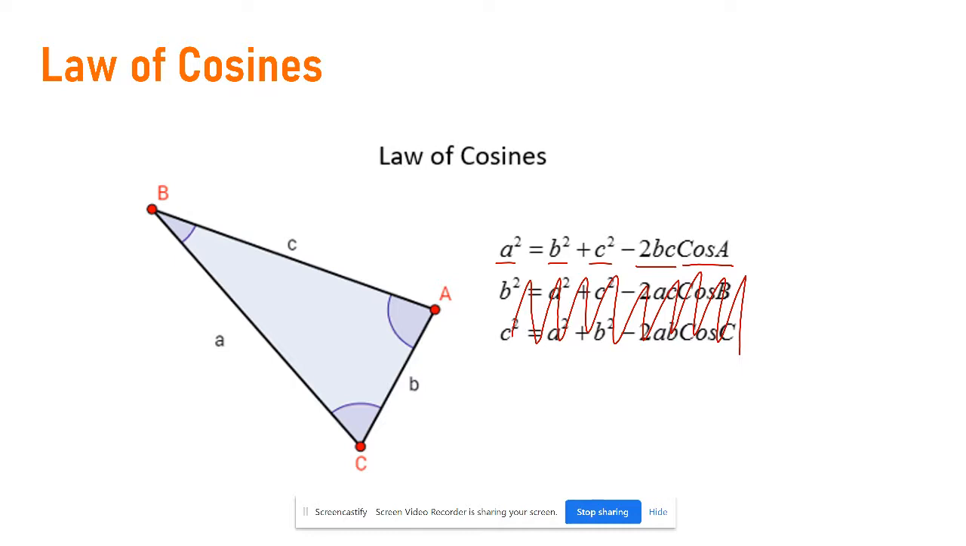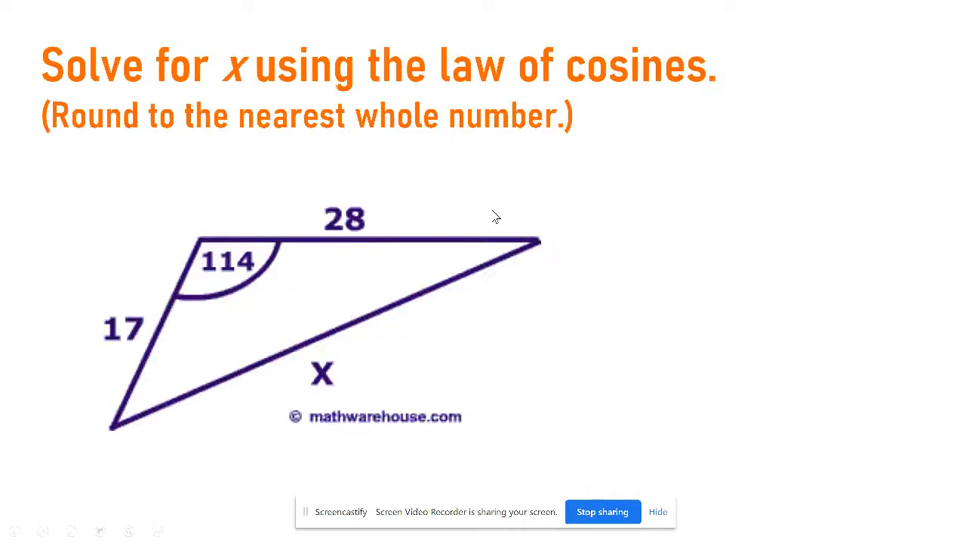So if we're looking for the measurement of side A, then the things we need to know are the length of C and the length of B, the two other sides. We also need to know the measurement of angle A. If we have those three things, we can use law of cosines. And again, this is a situation where law of sines wouldn't help us, but law of cosines will. So let's look at some examples here.